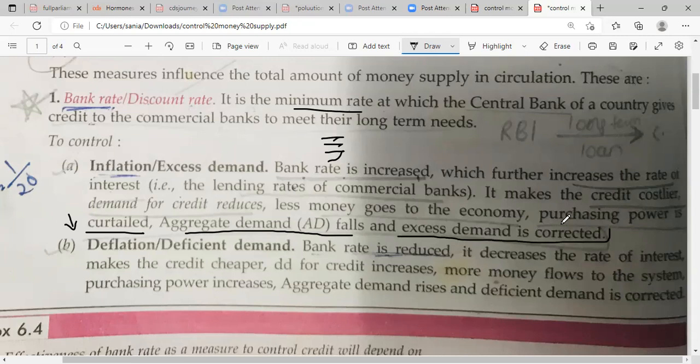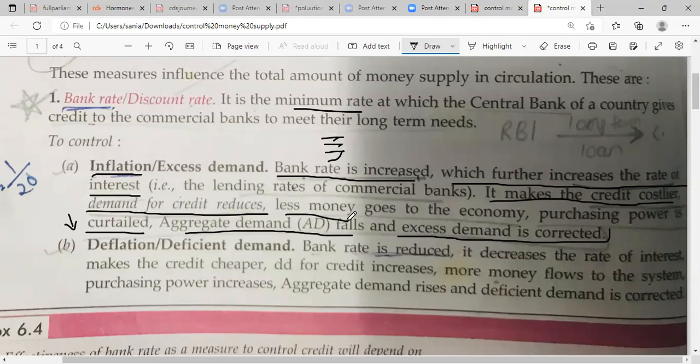Yes, ma'am. The whole story is clear: when there is excess demand or inflation, the bank rate is increased. First, you write that the bank rate is increased, and because of this, the rate of interest further increases. Then it makes credit costlier. Then demand for credit reduces, less money goes to the economy, purchasing power is curtailed, or you can write decreased, aggregate demand falls, and excess demand is corrected.